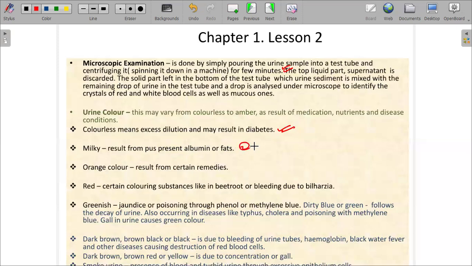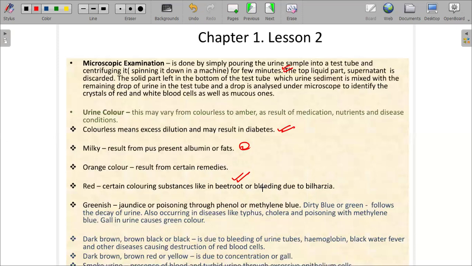Just take note of that. And then we have got orange color, which is a result of certain remedies that a person might have been taking or drinking, which would also cause the coloring to be orange. And then we have got red, from certain coloring substances like beetroot, or bleeding due to bilharzia. So bilharzia is also a possible cause of the red coloring of the urine.